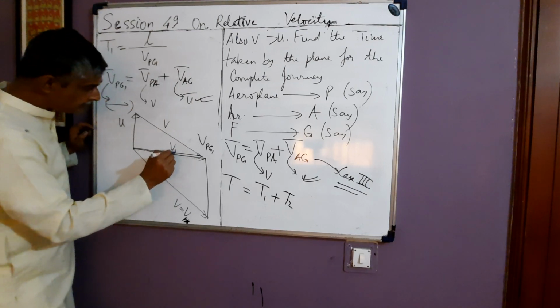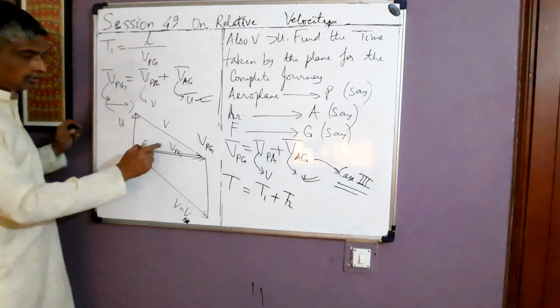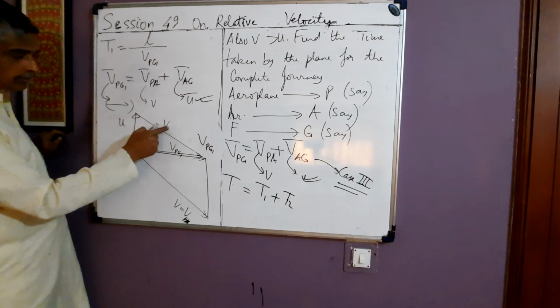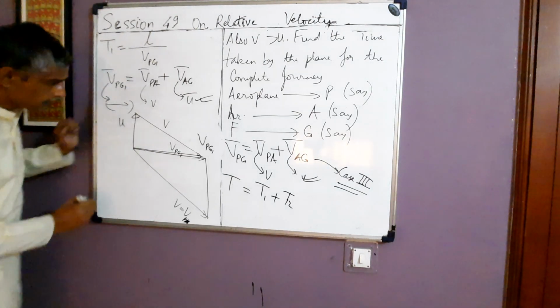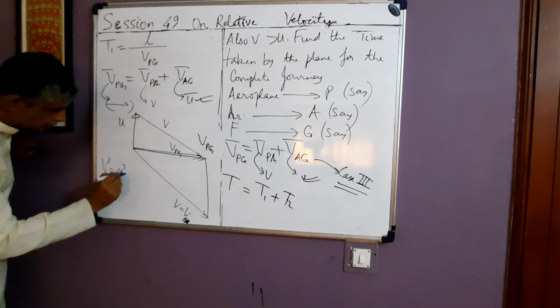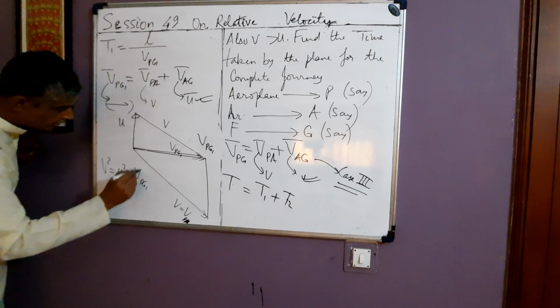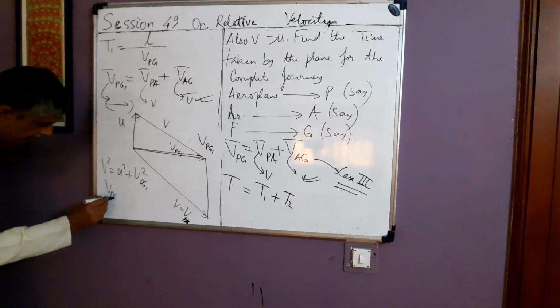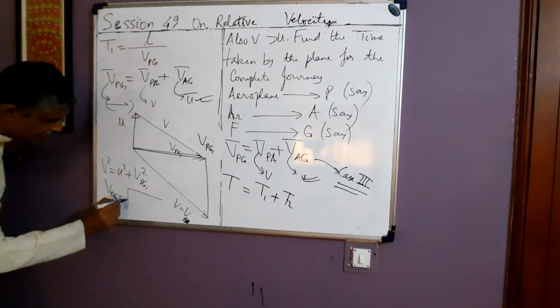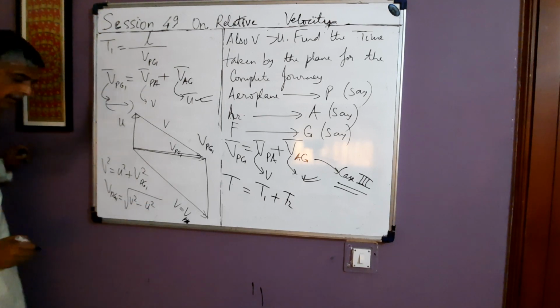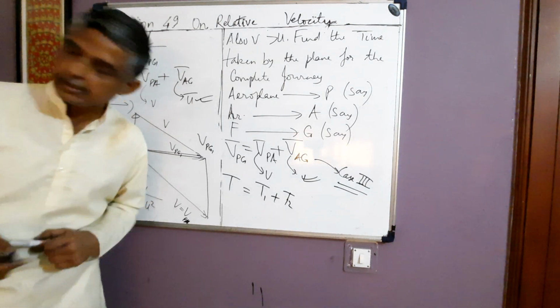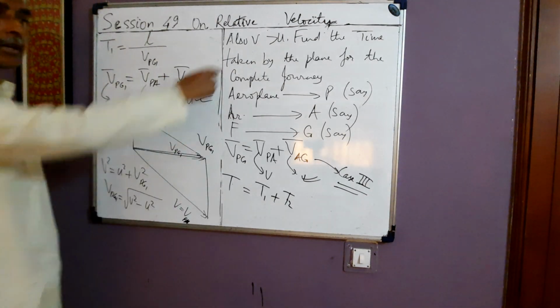And this is what? Vpg1. So this square plus this square equal to this square. Pythagoras theorem. So V square equals U square plus Vpg1 square. So this means Vpg1 is simply equal to root under V square minus U square. Fine. Alright.